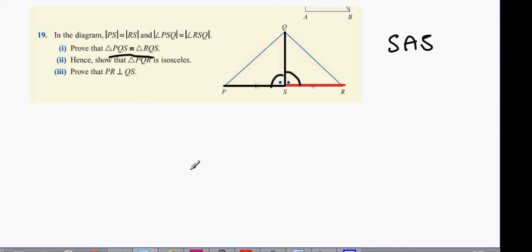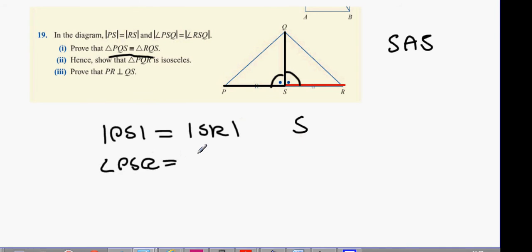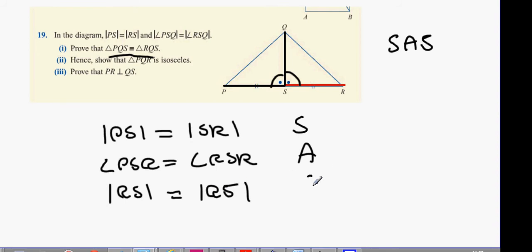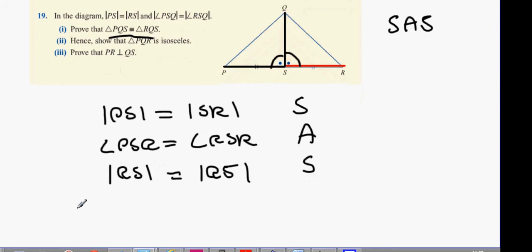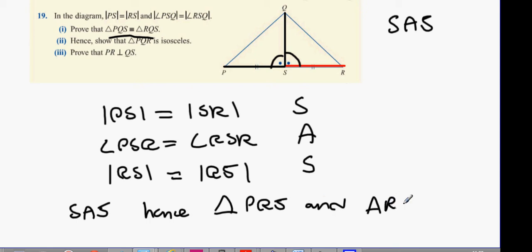So what we're going to do is this. We're going to say that PS equals SR. That's our S. We're going to say that the angle PSQ equals the angle QSR. That's our angle. And then finally, the length QS equals the length QS. And that's SAS. So what we can say is SAS, hence triangle PQS and triangle RQS are congruent.